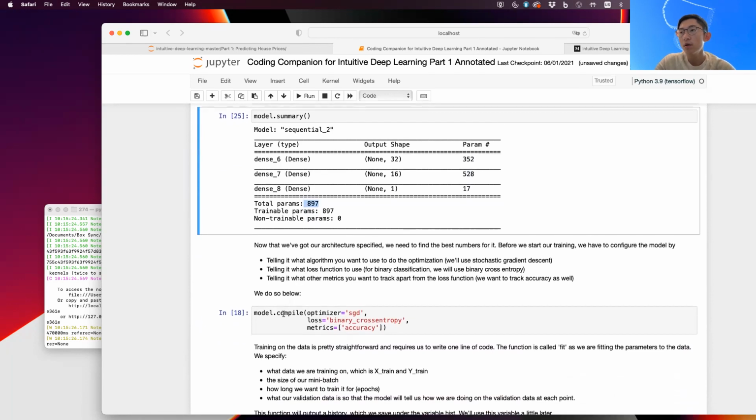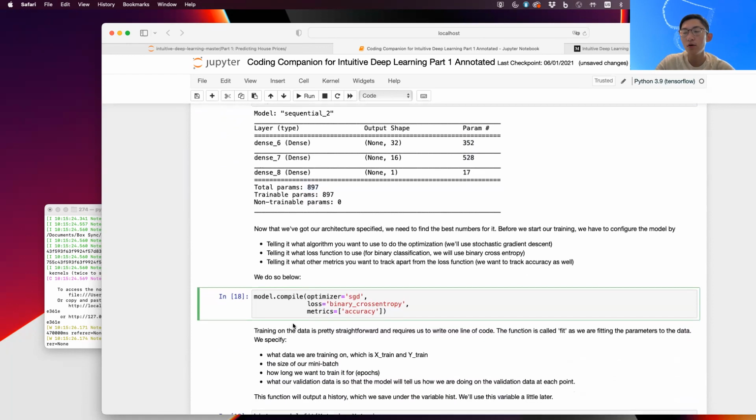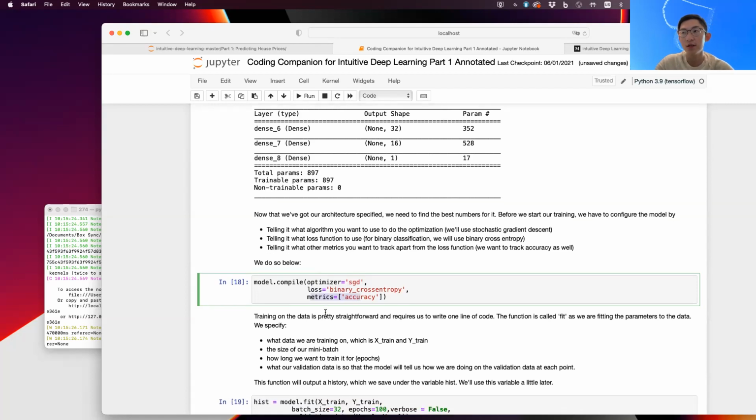Okay, so after specifying the model, we need to specify what optimizer, what loss, and what evaluation metrics we use to fit the model.